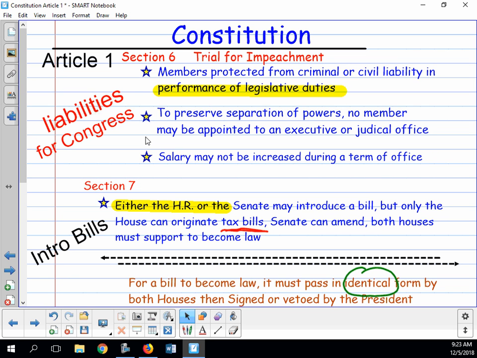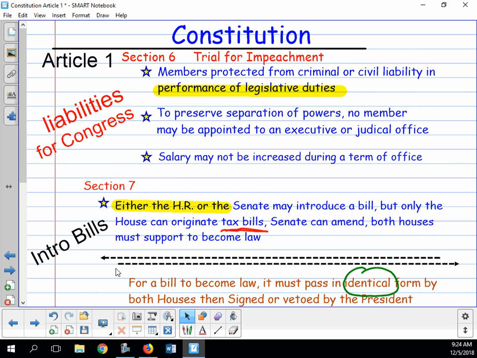All right, Section 7. Now we're starting to get into how a bill becomes a law. So important to note that either the House or the Senate may introduce a bill. That is always possible. There isn't a limitation on that, with the exception of one thing. Only the House of Representatives can originate a tax bill. Senate is not allowed. Senate represents states. The House represents the people. And only the House, who represents the people, can originate or begin a tax bill. Now, the Senate can amend, but they can't introduce. Both houses have to support to become a law.